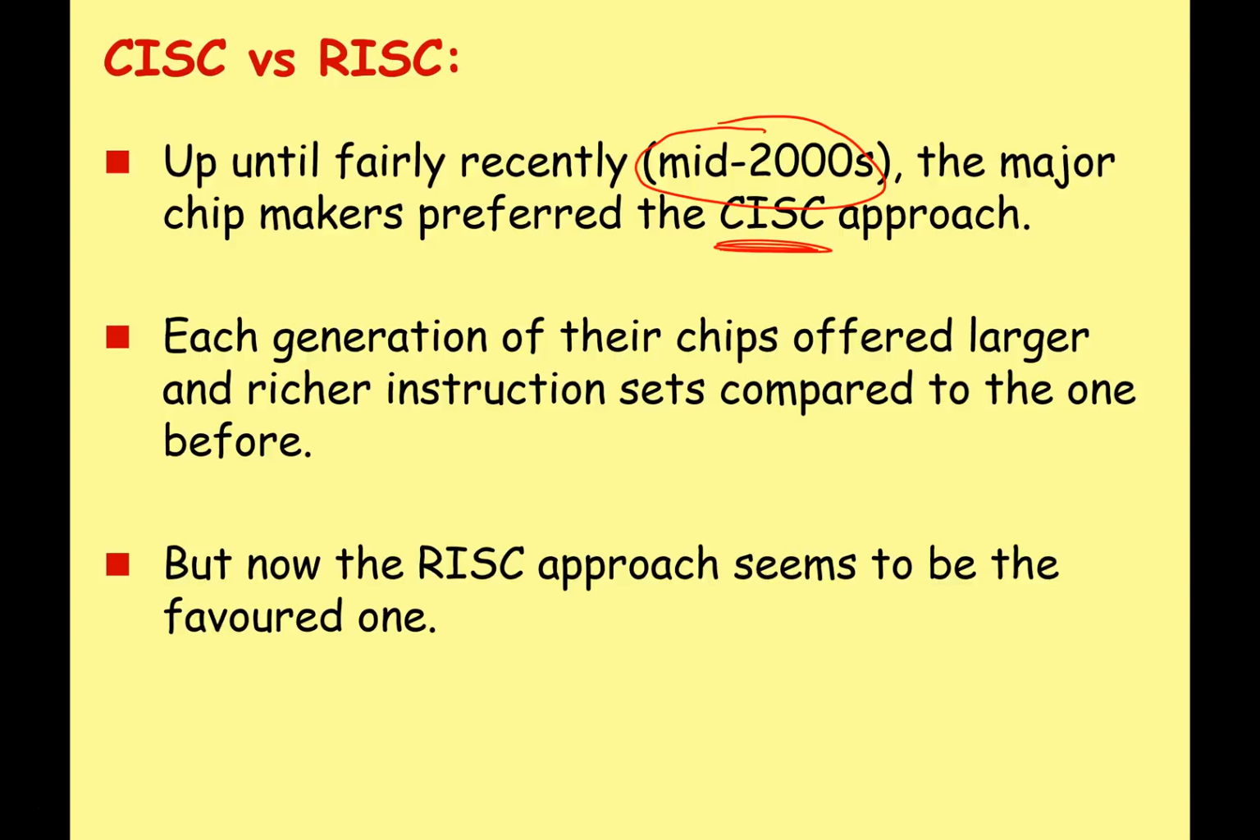So looking at CISC, each generation of CISC chips offered larger and richer instruction sets compared to the one before. So when you bought your new computer every couple of years, that CPU would understand more instructions. It'd be a more complex CPU that had a larger, richer instruction set. But from the mid-2000s, the RISC approach has become very fashionable, and a lot of the computer devices that are made use RISC processors now. Why? Well, let's find out.